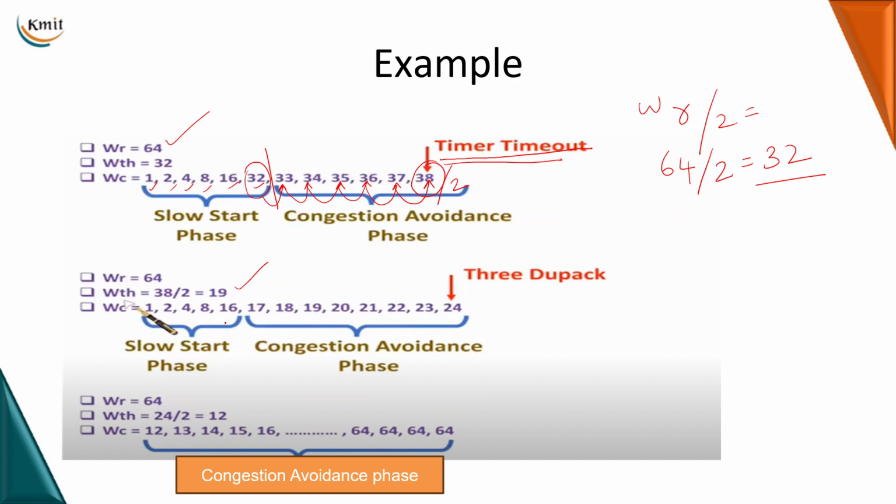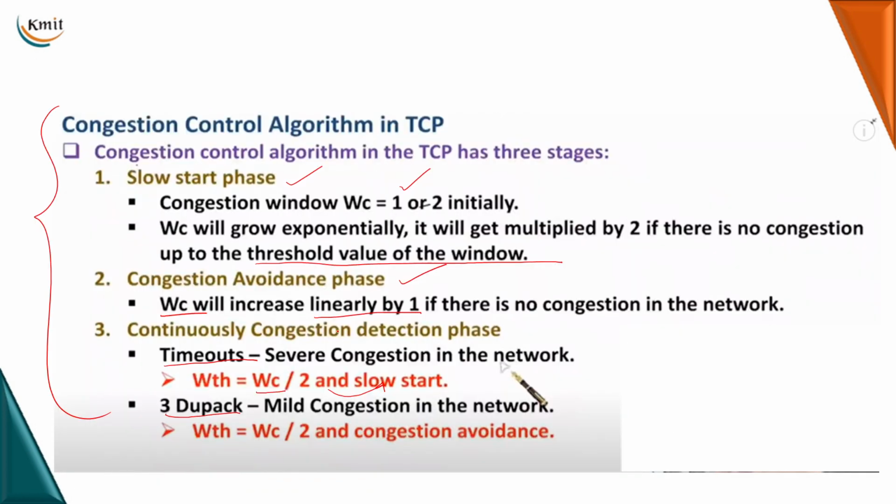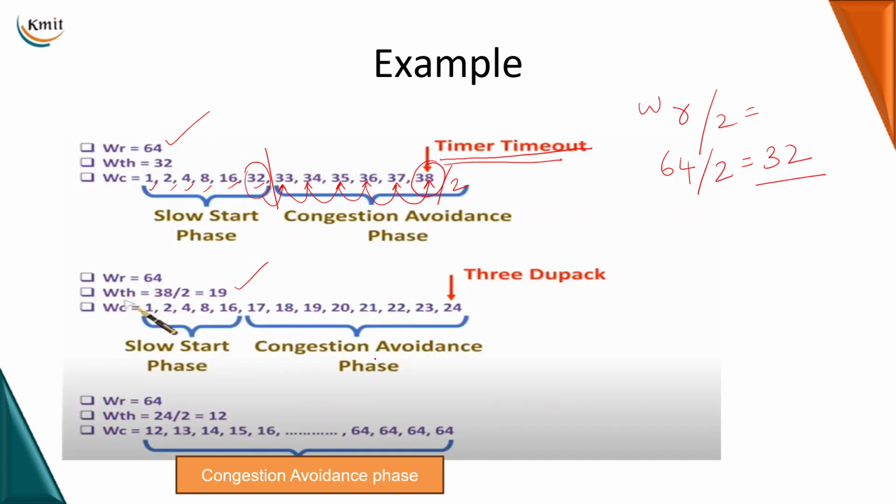So what does it mean? You will start sending using the slow start phase. In case of severe congestion in the network, you will divide the threshold value and start with the slow start phase. So that is what we have done. In the slow start phase, what will you do? You will start with window size 1, then you will exponentially increase till you reach near the threshold value.